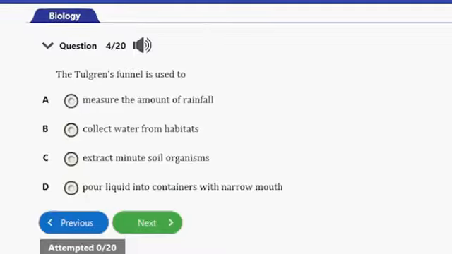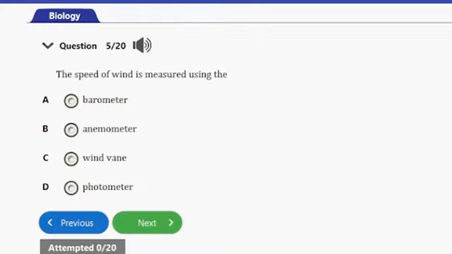Question number 4. The Tullgren funnel is used to A, measure the amount of rainfall, B, collect water from habitats, C, extract minute soil organisms, and D, pour liquid into containers with narrow mouths. So guys, the answer to this question is option C, and that's to extract minute soil organisms. So let's consider the next question.